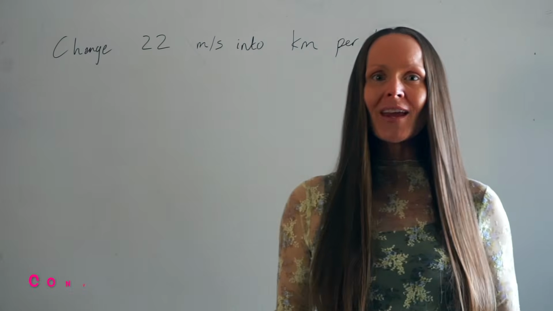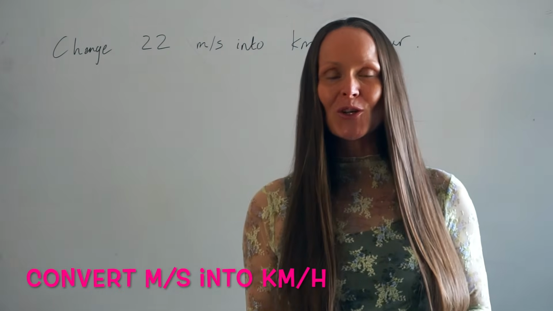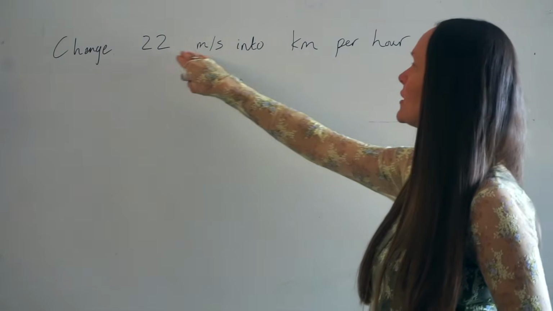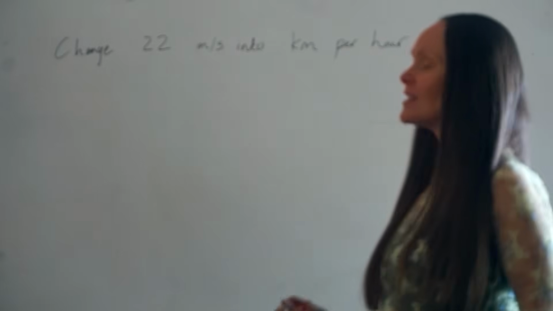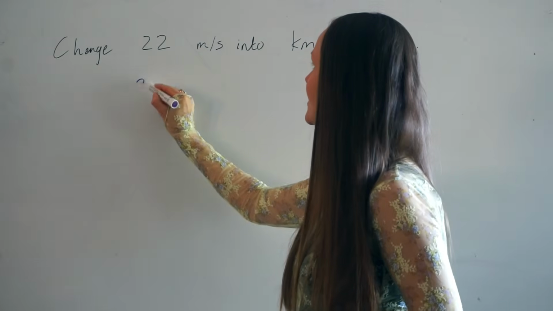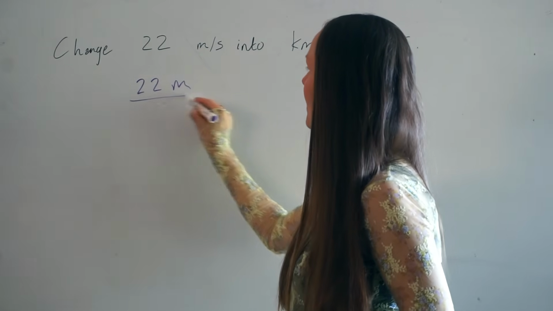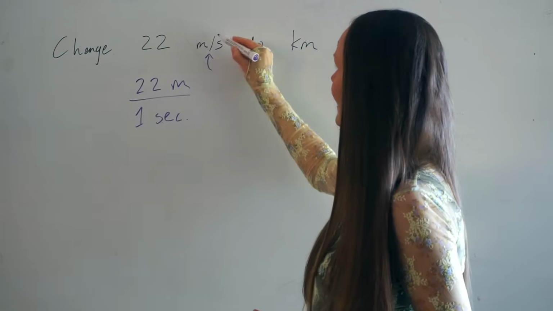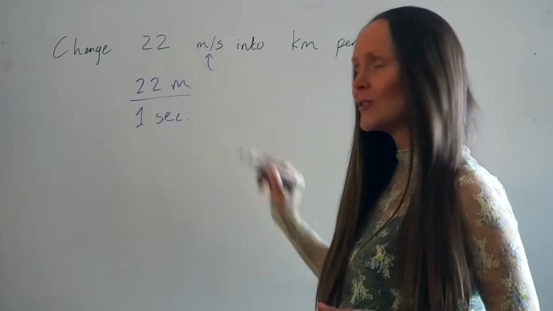Video, I'm going to show you how to convert meters per second into kilometers per hour. So in this question, we have to change 22 meters per second into kilometers per hour. And 22 meters per second just means 22 meters in 1 second, or 22 meters divided by 1 second. Okay, so the word per, or this slash here, represents division, okay?